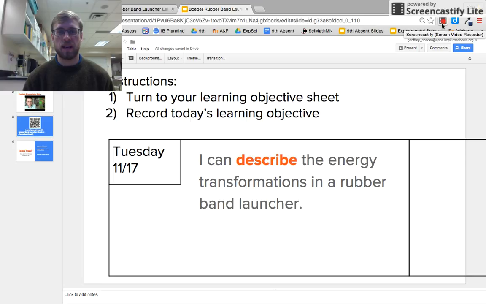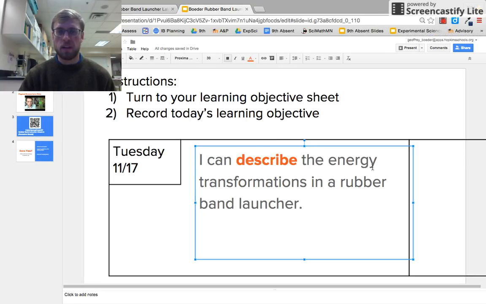Here's what we're doing today. As you can see, the learning objective today is to describe the energy transformations in a rubber band launcher. A what? A rubber band launcher, everybody. This is a rubber band launcher. We're going to be using these today in class. So you're going to describe these energy transformations.